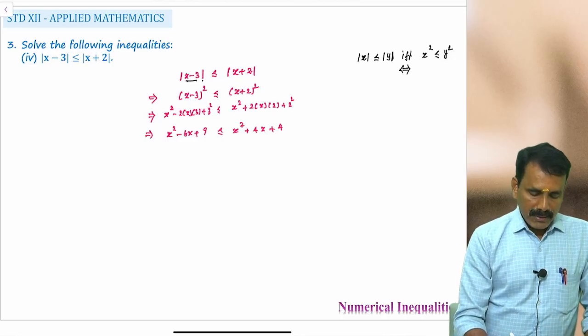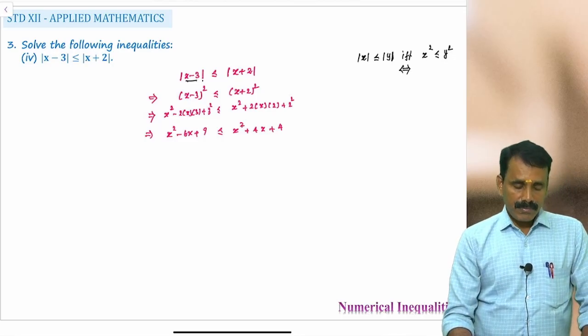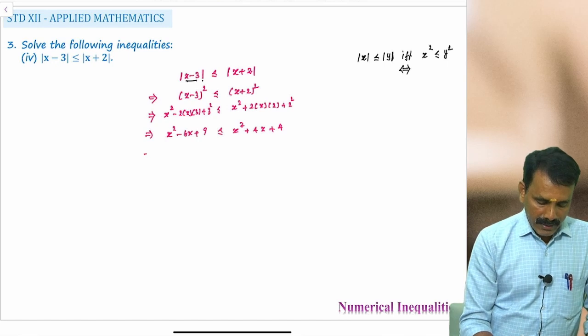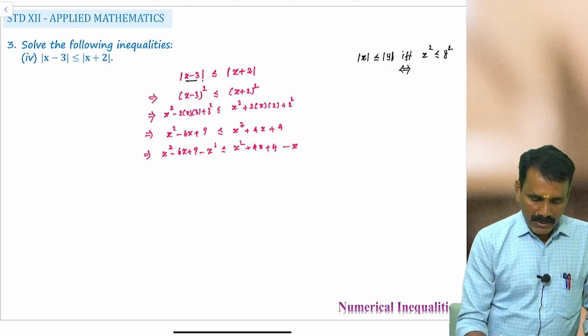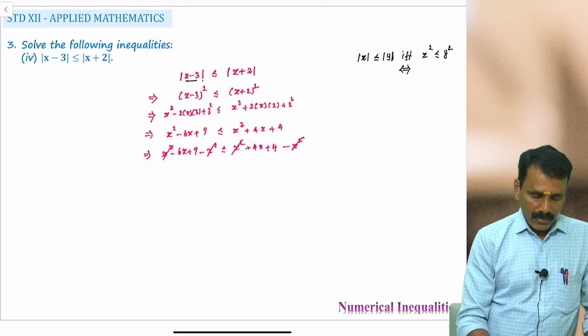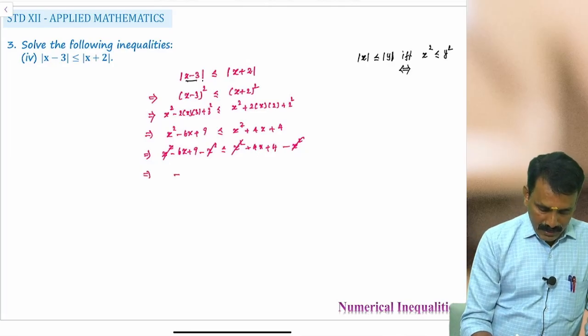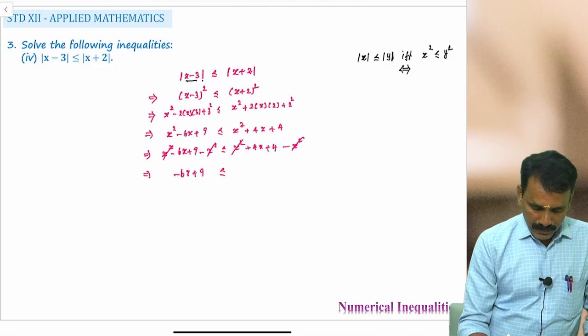So we cancel x square and x square on both sides by adding the additive inverse of x square. So x square minus 6x plus 9 minus x square less than or equal to x square plus 4x plus 4 minus x square. We cancel x square, x square, x square, x square. So we get minus 6x plus 9 less than or equal to 4x plus 4.